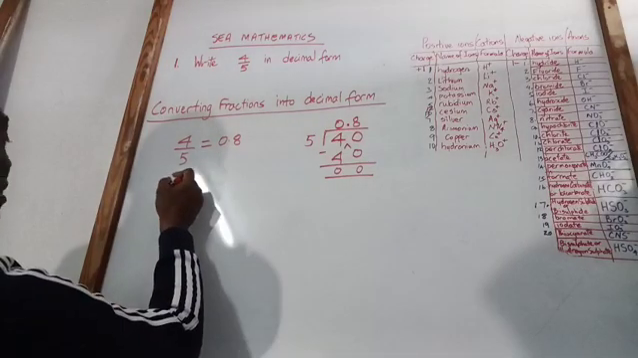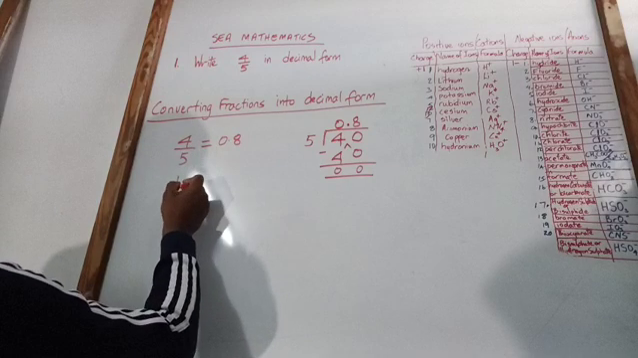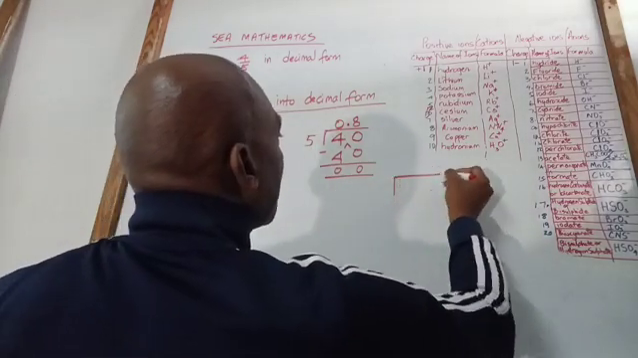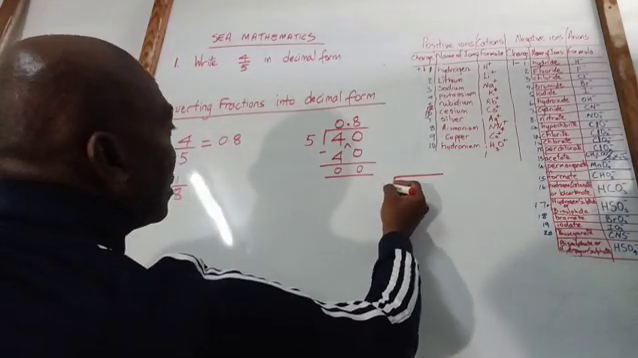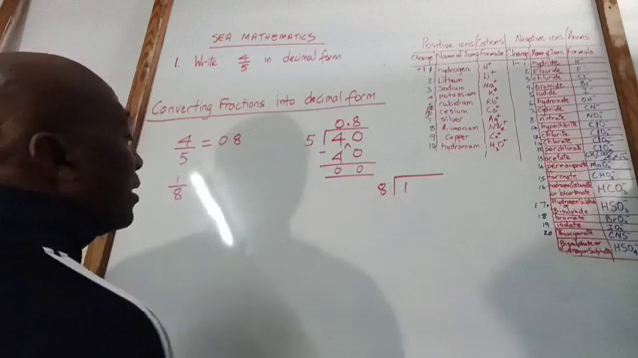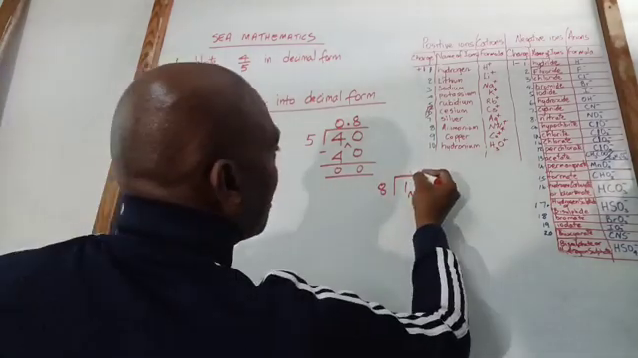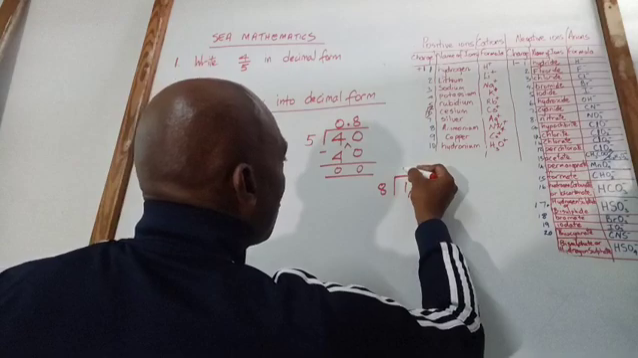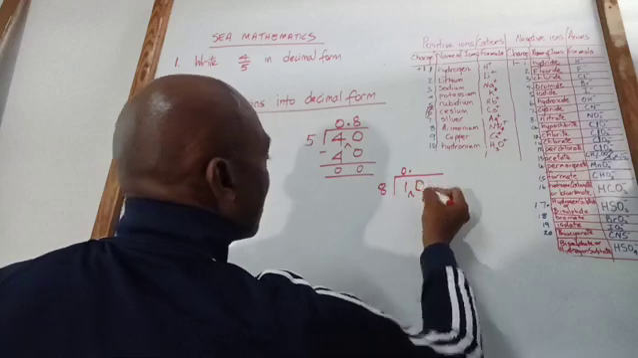Let's look at a few more. If we have 1/8 as a decimal, we put our rectangular enclosure, the numerator goes inside and the denominator comes outside. Our upside down V indicates where the decimal place is going to be.